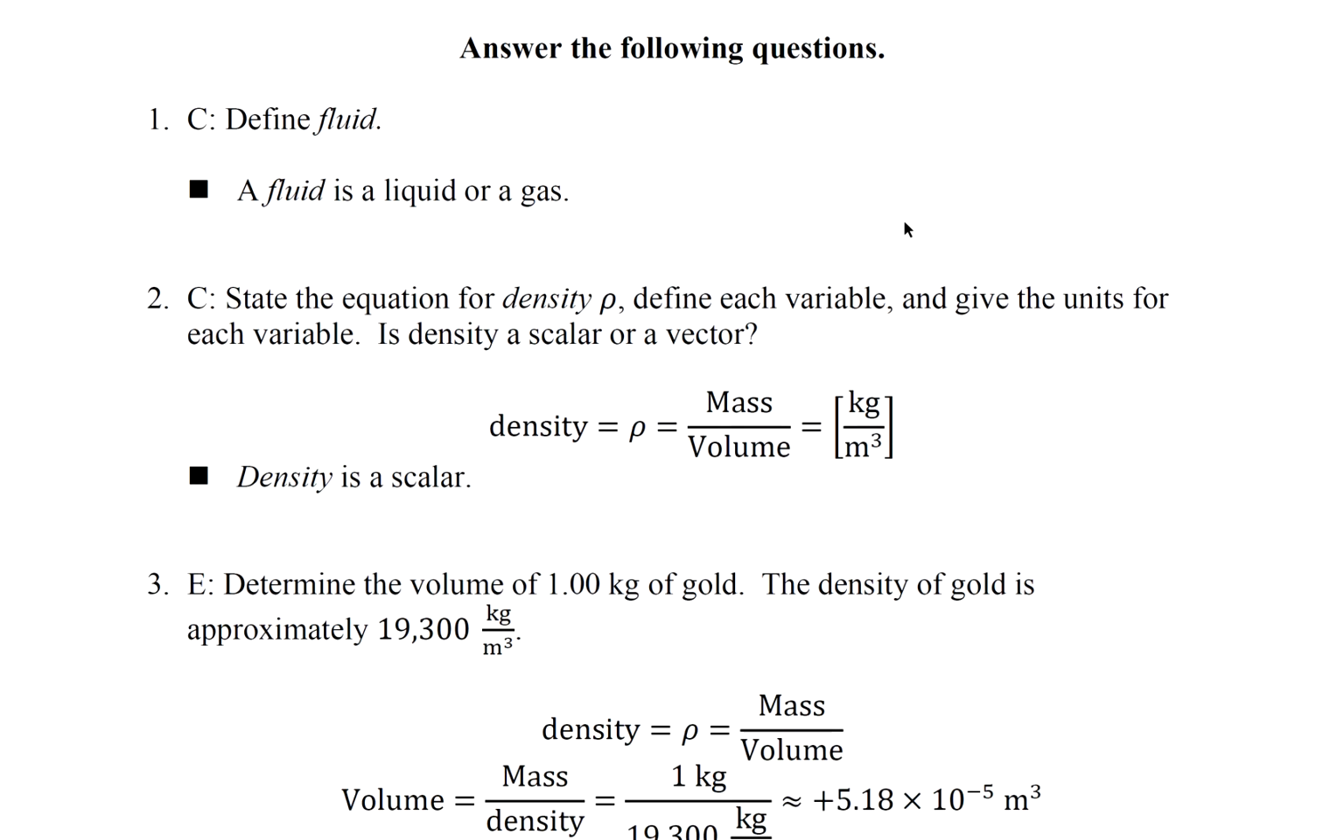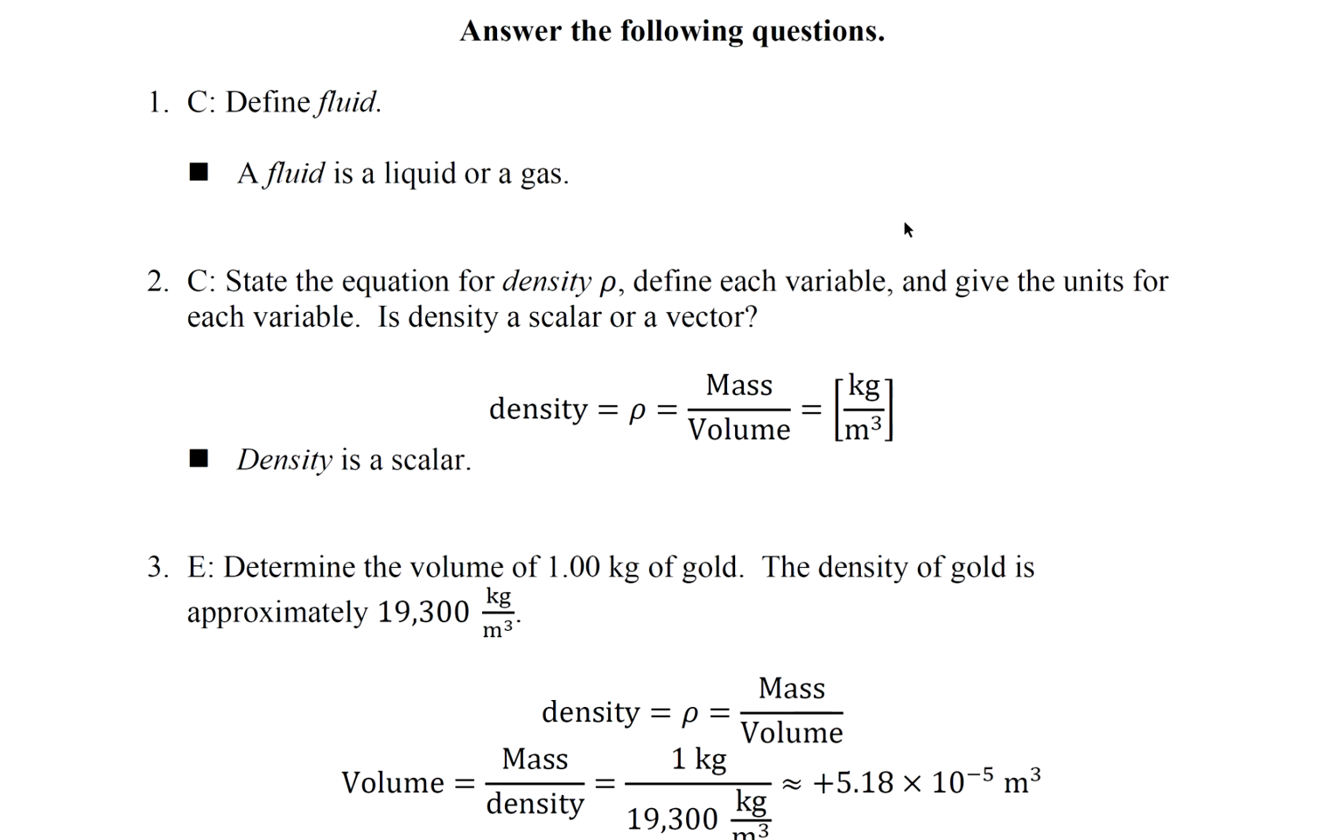Question 2. State the equation for density rho. Density is equal to the Greek letter rho, which is total mass divided by total volume of an object, has units of kilograms per meters cubed. It's a scalar.